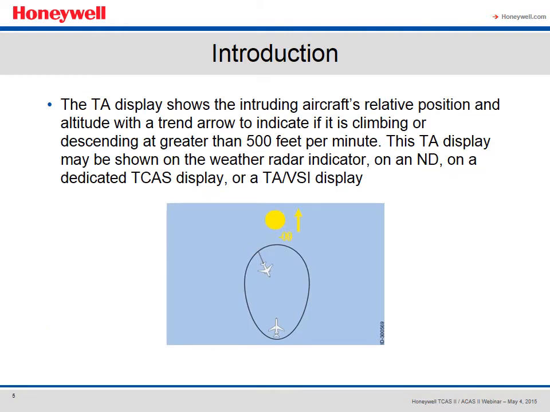The traffic advisory display shows the intruding aircraft's relative position and altitude from yours. It also displays a trend arrow if the intruder is climbing or descending in excess of 500 feet per minute. The traffic advisory may be presented on a weather radar display, a nav display, a dedicated TCAS display, or a TAVSI display.